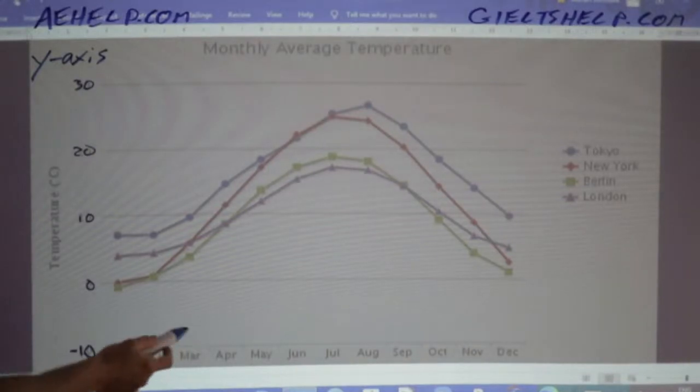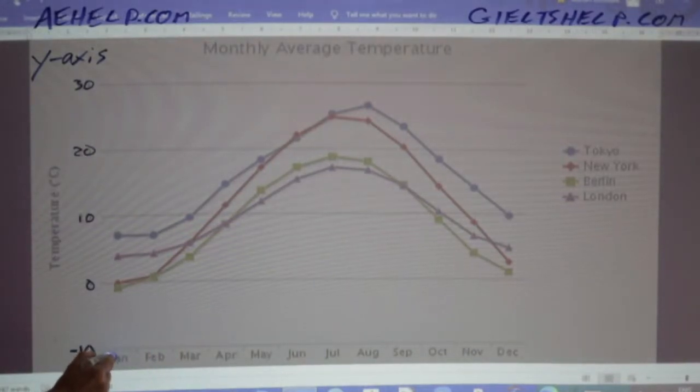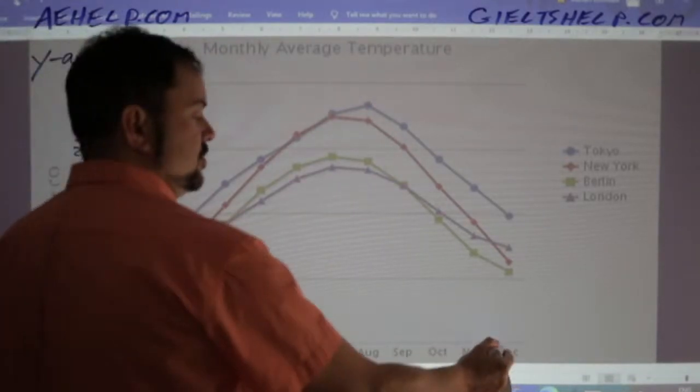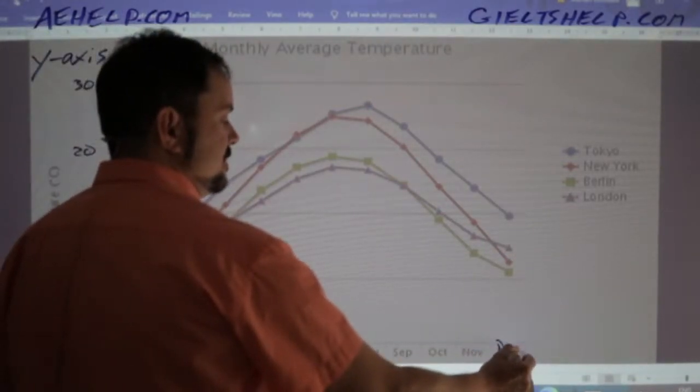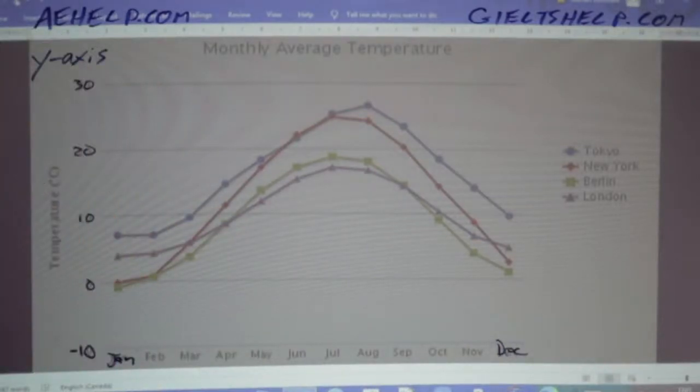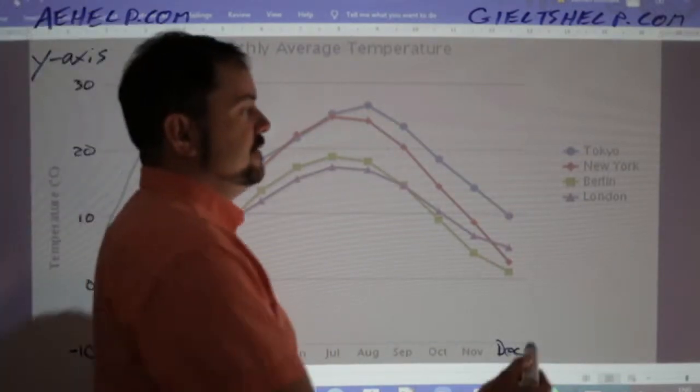And then at the bottom here, we have the month starting with January and then going all the way to December. Okay, I'm just doing a little bit of writing over those so that you can see it clear. And then here we have the names of the cities.